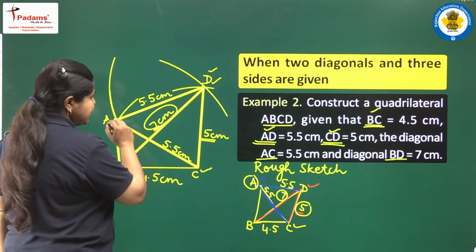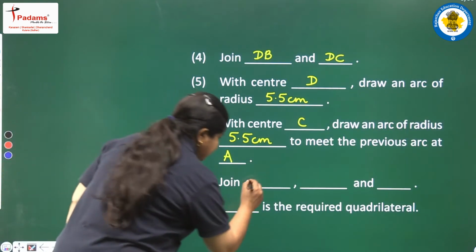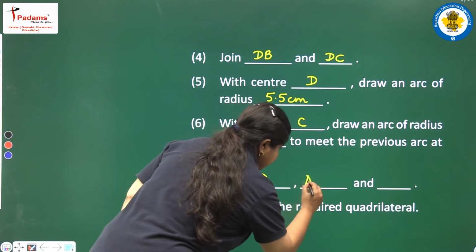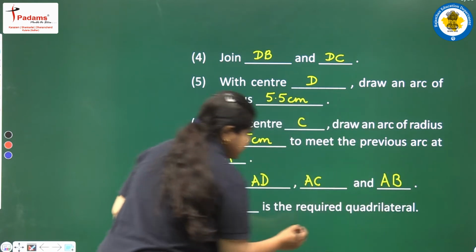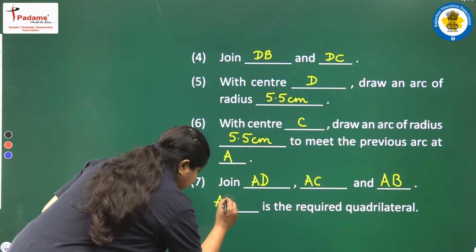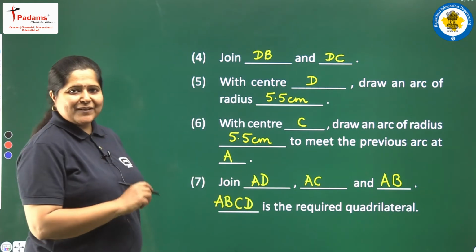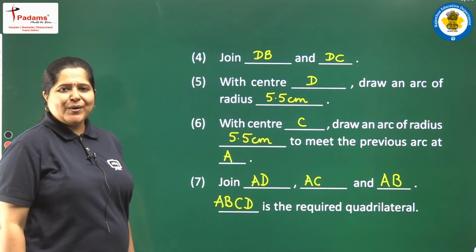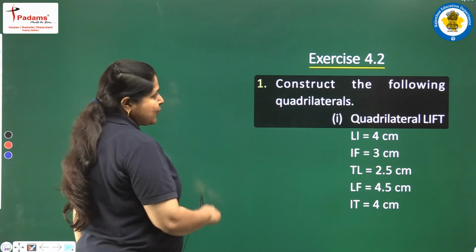Then what next? We joined AD, AC and AB. So we write join AD, AC and AB. With this, ABCD is the required quadrilateral that was asked to construct. I hope it is very much clear to you. Next we start exercise 4.2. Here is the first question.